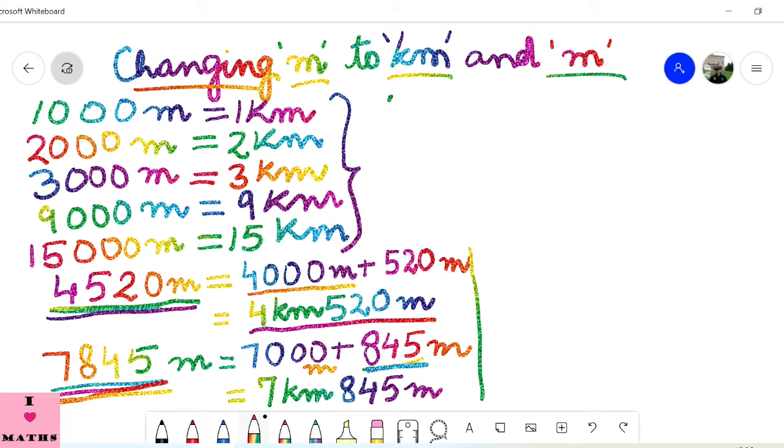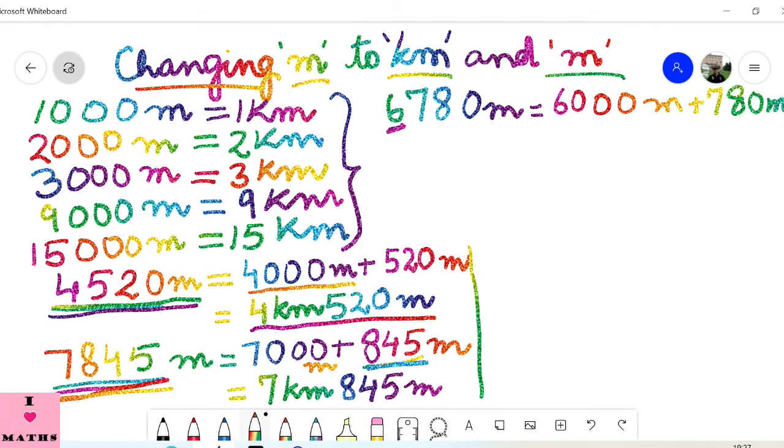Okay, let us do a few more examples. Changing 6780 meters to kilometers and meters. Now in this there are 6000 meters. So I will write down 6000 meters plus 780 meters. Now children, 6000 meters is 6 kilometers, and along with it there are 780 meters.